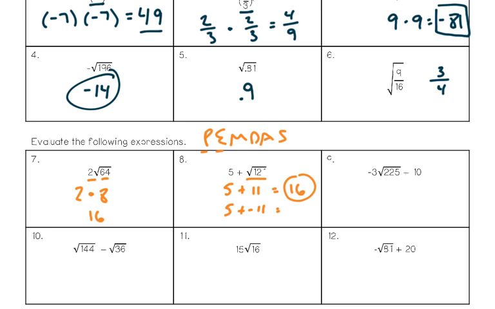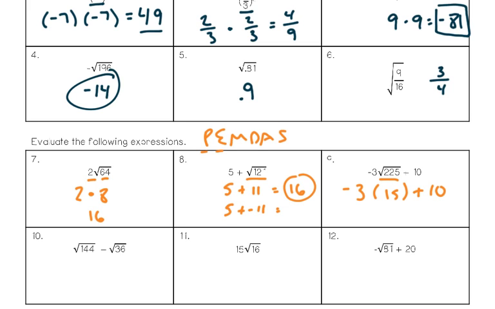So now let's look at number 9. So 9 has 2 steps. So we'll take the square root first. We follow our PEMDAS. So we go exponents and square roots first. So the square root of 225 is 15. Then you have a negative 3 on the outside. That means multiply, plus 10.